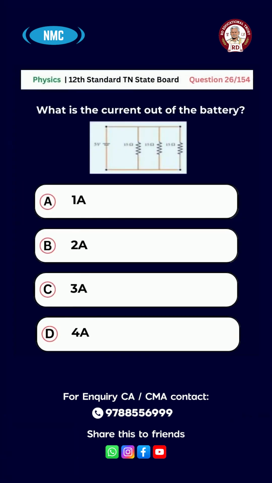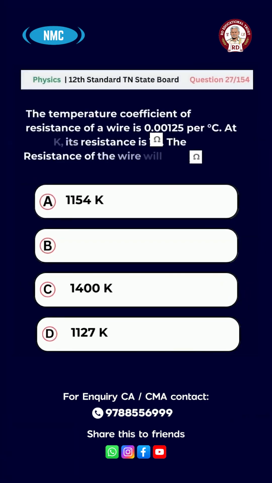Question number 26. What is the current drawn out from the battery? And the image is given below. Option A 1A, B 2A, C 3A, D 4A. And the right answer is option A 1A.